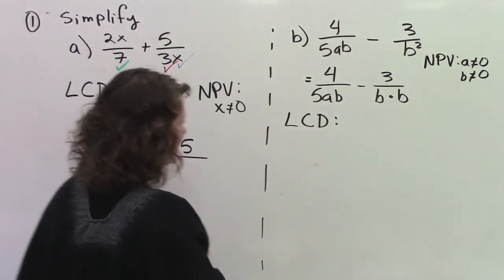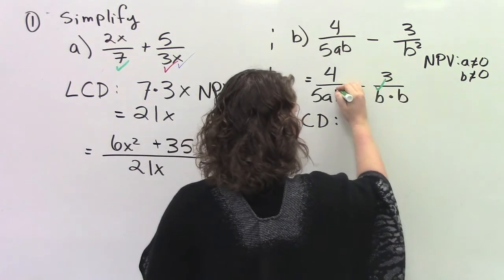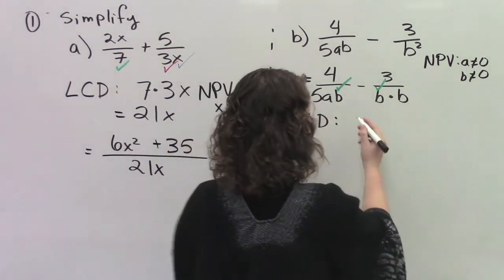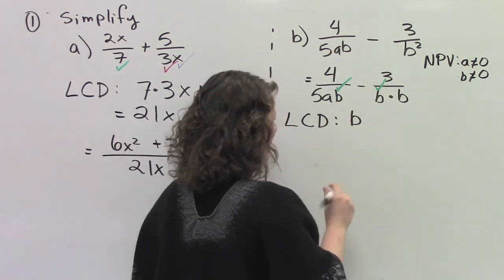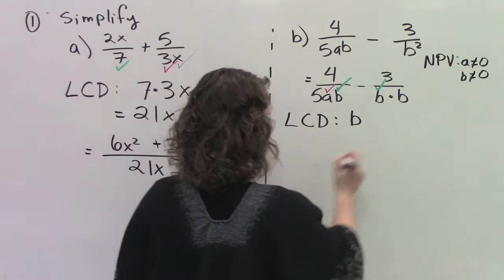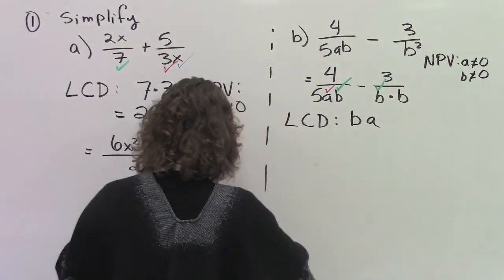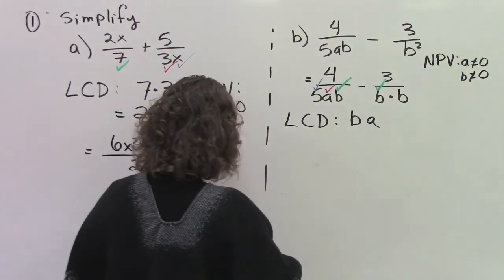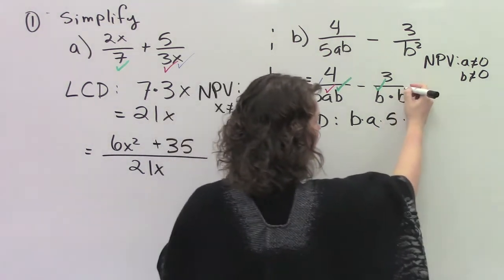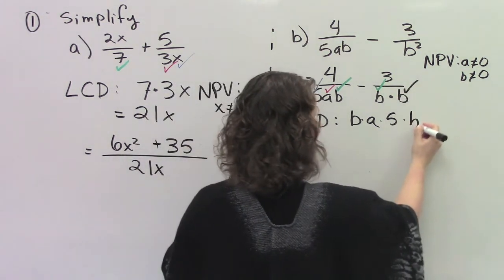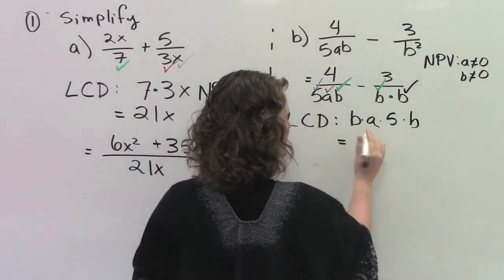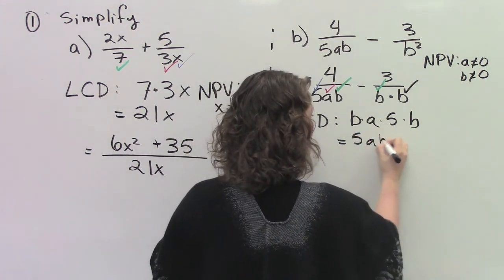I'm going to get out my fancy dancy colors. This b and this b don't really cancel each other out, but it means that I just need to multiply by 1b at this point. I need to take into consideration my a. I need to take into consideration my 5. And last but not least, I need to take into consideration this extra b. So what I'm left with here is my lowest common denominator is 5ab squared.